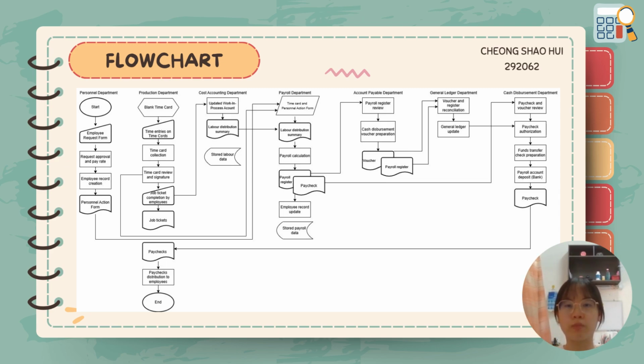Finally, in the cash disbursement department, the manager reviews and authorizes the paychecks. A single check for the total payroll is prepared and deposited into the payroll imprest account. The individual paychecks are then given to the production manager and finally distributed to the employees.